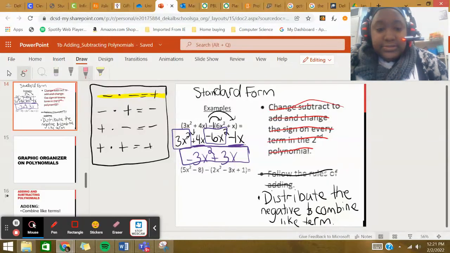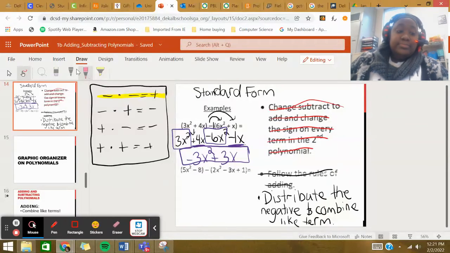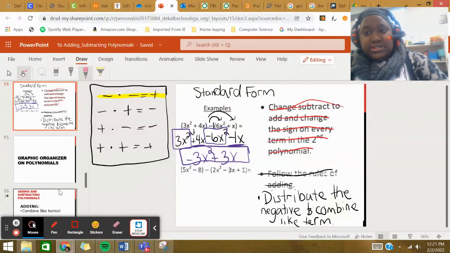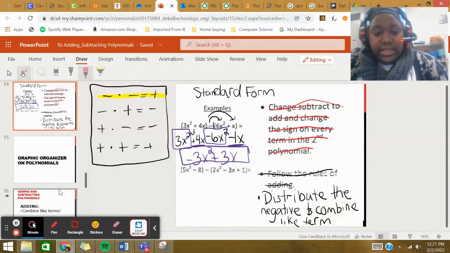Change my color again. So let's look at the second example, and it's the last example we have on the foldable. We have 5x squared minus 8 minus 2x squared minus 3x plus 1. So remember, we're following the rule of distribute a negative and then combine like terms. So I'm going to distribute this negative 1 to each of these pieces on the right-hand side. And because I'm not doing anything to this left-hand side, I'm just bringing it down, okay?